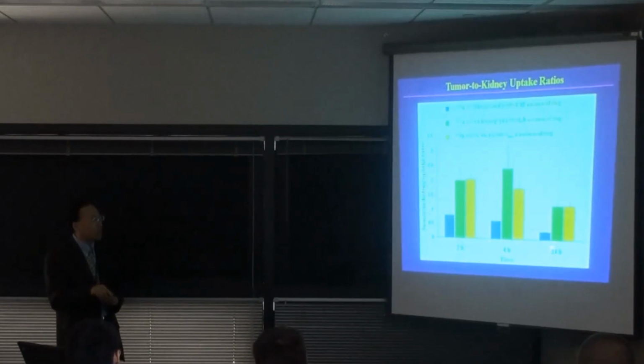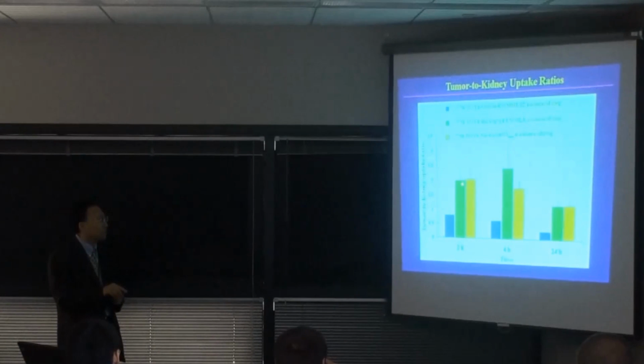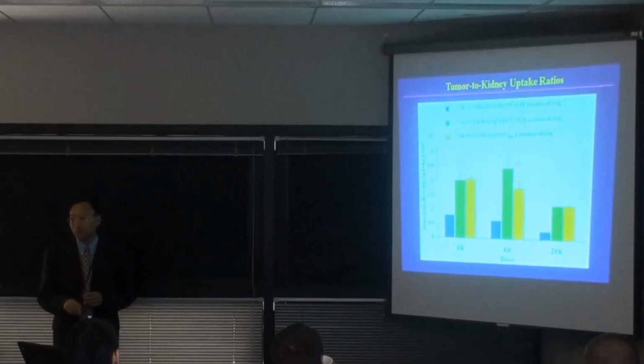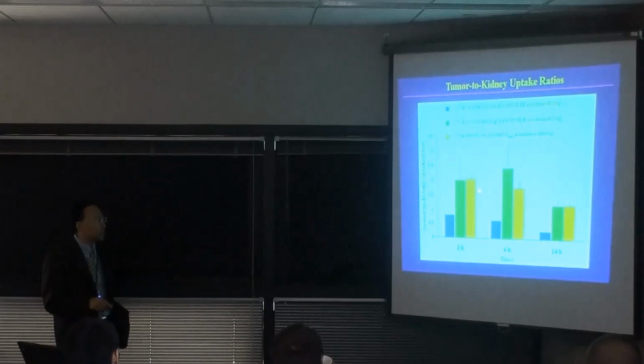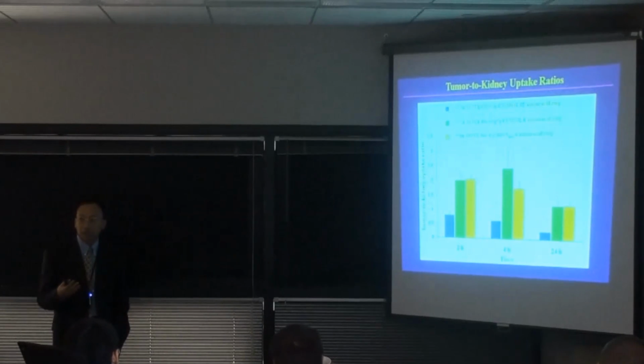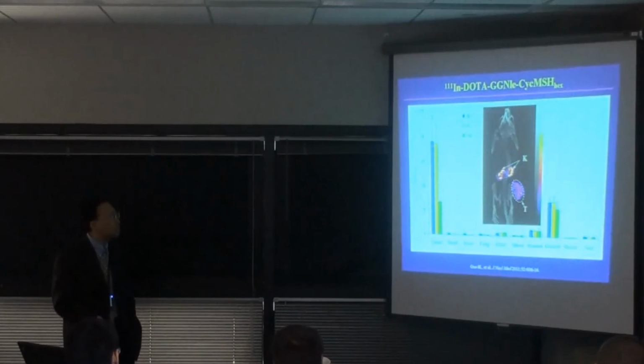So the blue columns are indium DOTA glycosyl MSH, which was the first generation. And the green columns are the metacyclized peptide. Yellow columns are the second generation peptide without linker. So essentially you can see that by switching to this second generation peptide, it displayed a comparably high tumor to kidney uptake ratio, very comparable with the metacyclized peptide.